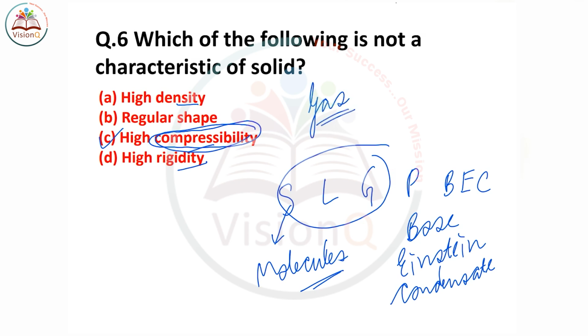Because in case of gas, the molecules are very far apart from each other. So obviously, gaseous objects can be compressed. And solid has the least compressibility, and gaseous object has the highest compressibility. The answer will be option number C, that solid particles do not have high compressibility. The right answer is option number C of question number 6. Next, move to question number 7.